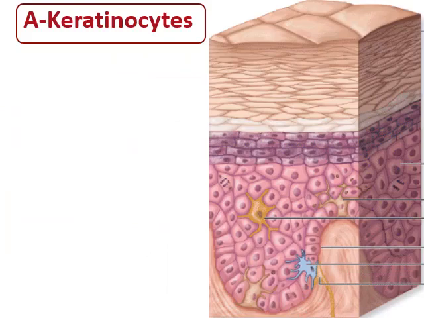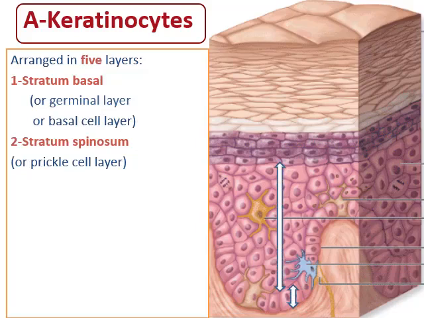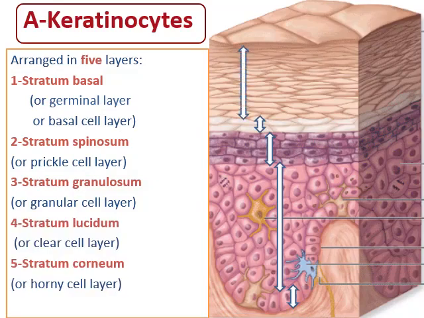Keratinocytes are arranged in 5 layers. The first layer is stratum basale, which is resting on the basement membrane. The second layer is stratum spinosum, and the third layer is stratum granulosum, then stratum lucidum, and lastly stratum corneum.